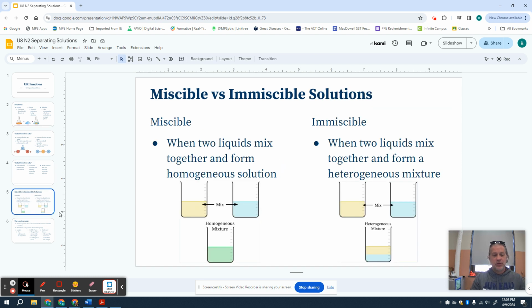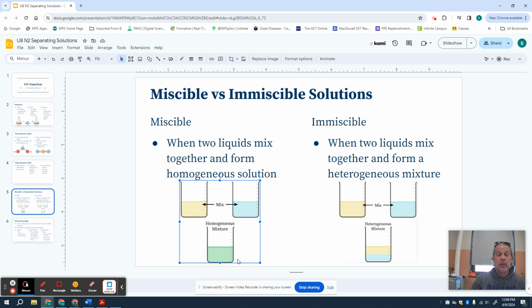So now we need to go back to this slide or this part of your notes. We're going to talk about the idea of something being miscible or immiscible. A miscible solution is one where two liquids mix together and form a homogeneous solution. Here I have a yellow solution and a blue solution, and when they mix together, they form a green solution, a homogeneous mixture. There's really no way to tell that the yellow solution and the blue solution are even in there.